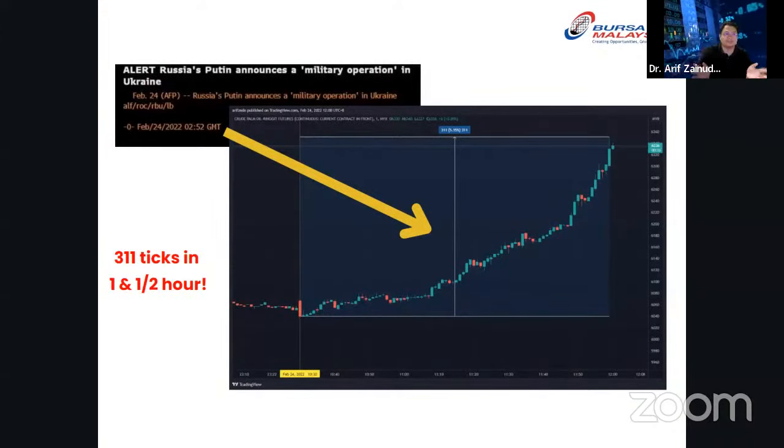How much is that? 311 ticks in 1.5 hours. That is only the announcement. Now imagine what happened when Russia sent the whole troop to Ukraine to bomb and attack Ukraine. What happened to the price? 7,000. Probably at that time everybody was already scrambling.